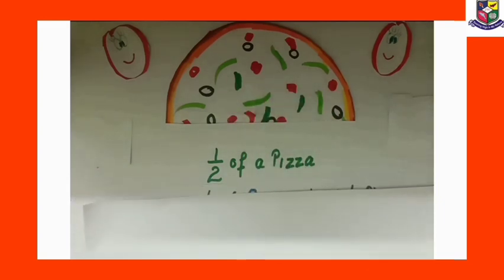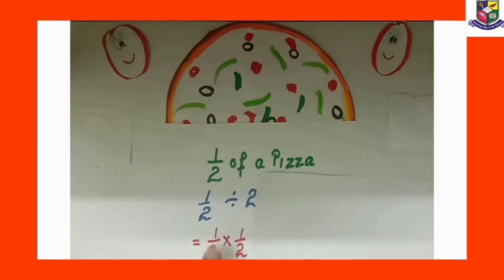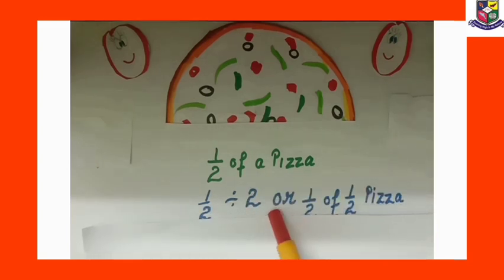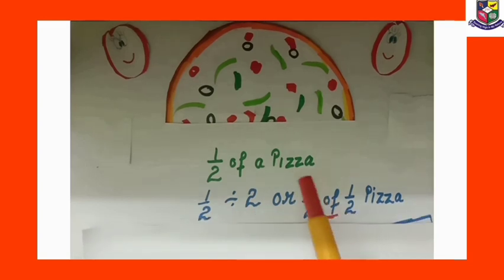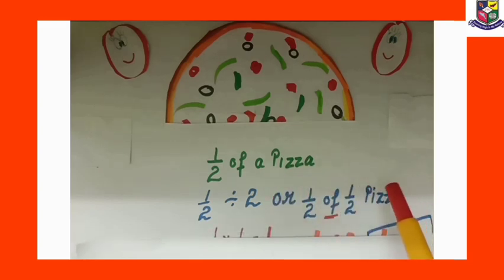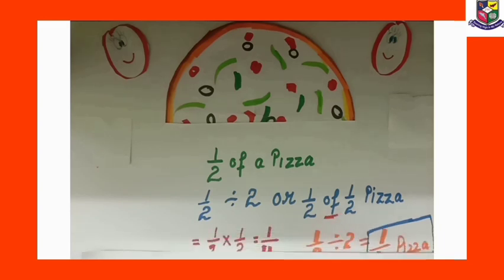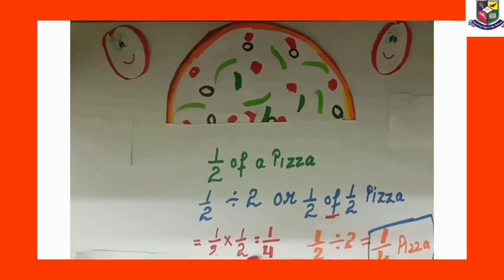It means what we have to do? We have to divide the half pizza among the two friends. Or we can say we have the half pizza and we have to take half of that, half of half pizza, so that we can divide it equally among the two friends. So what we'll do, we just convert this "of" sign into multiply. When we write 1 by 2 of, we just write multiply and 1 by 2. It means half of the half pizza.